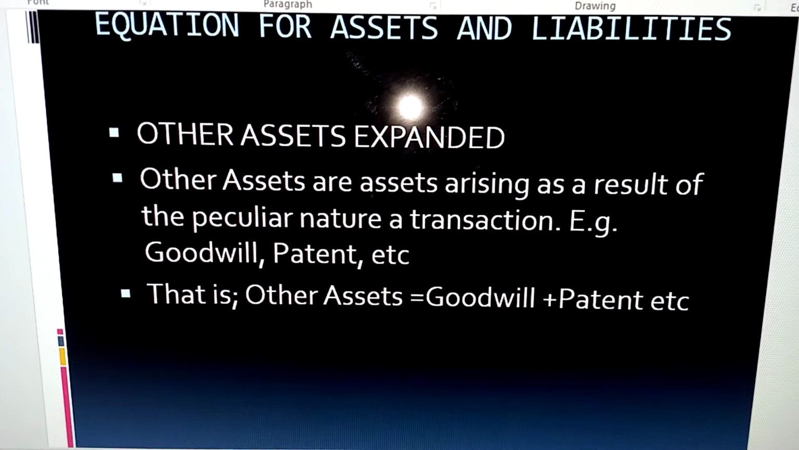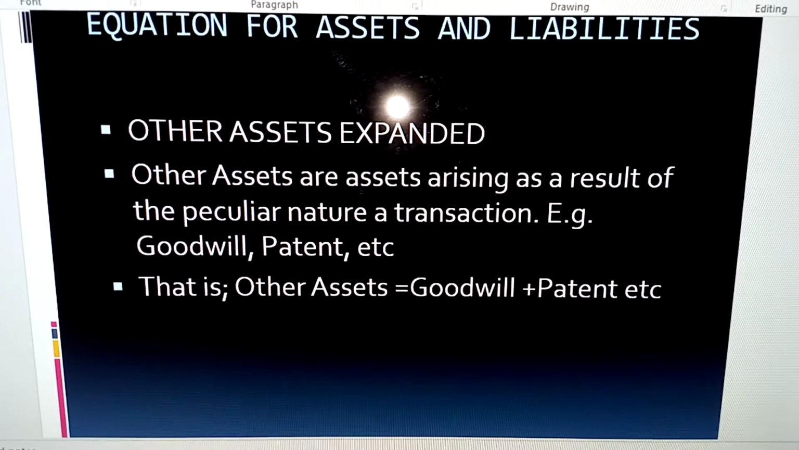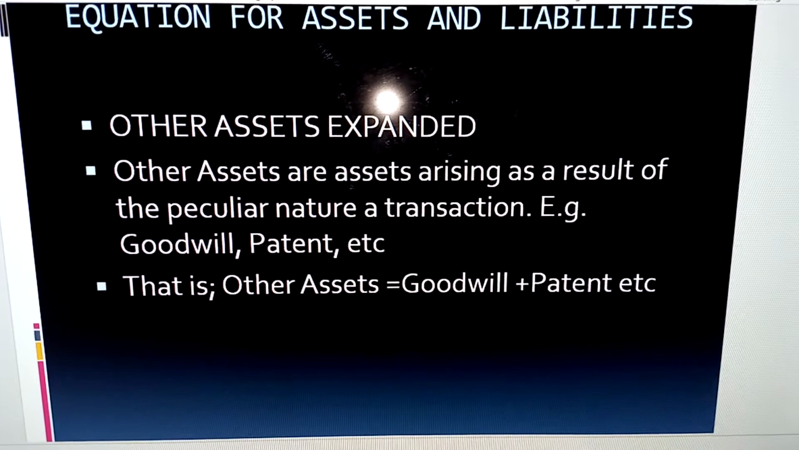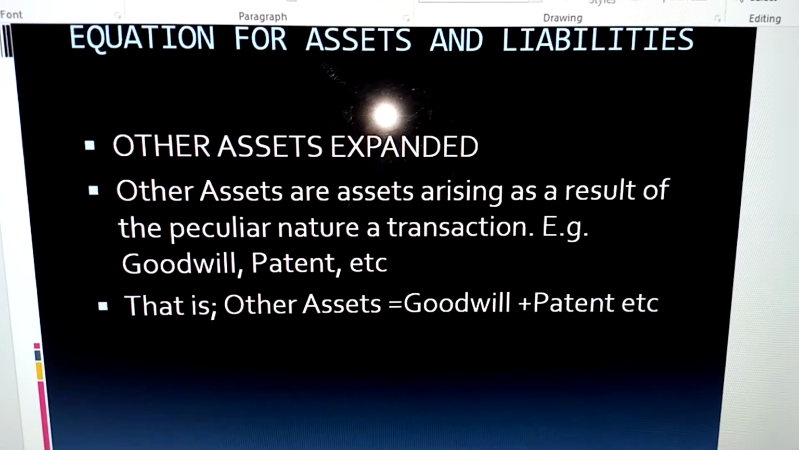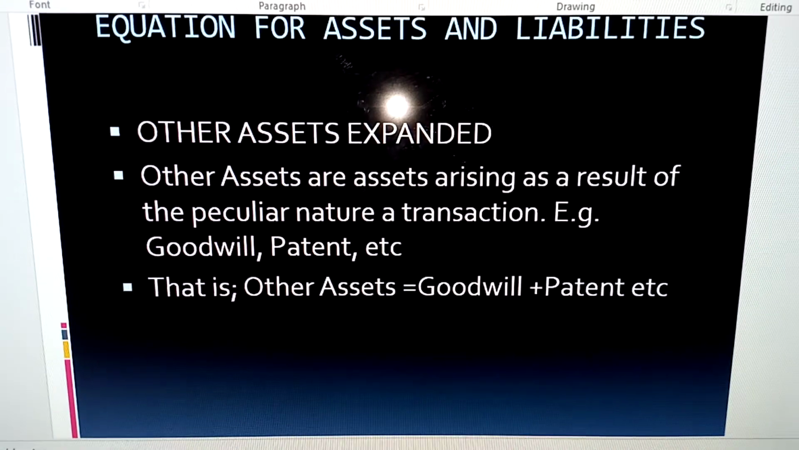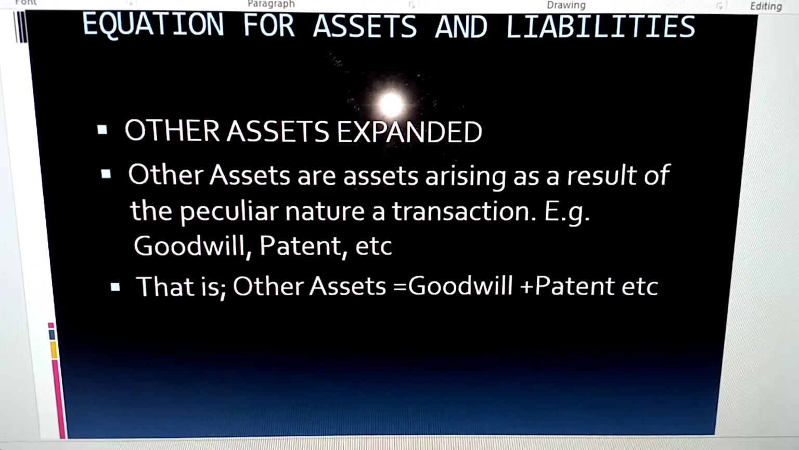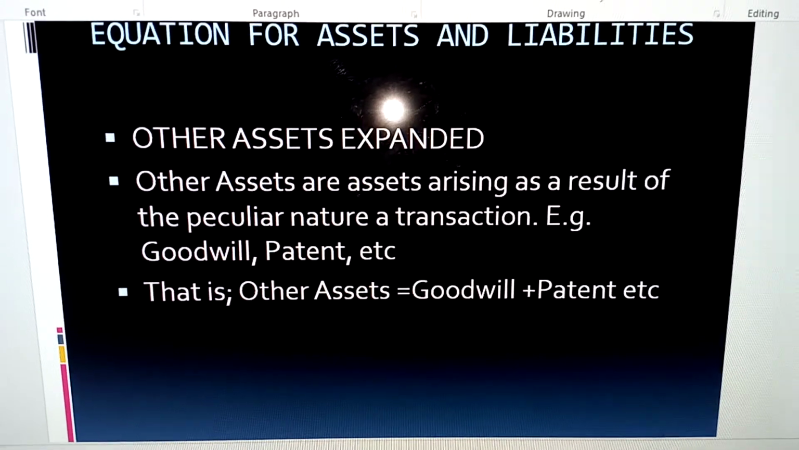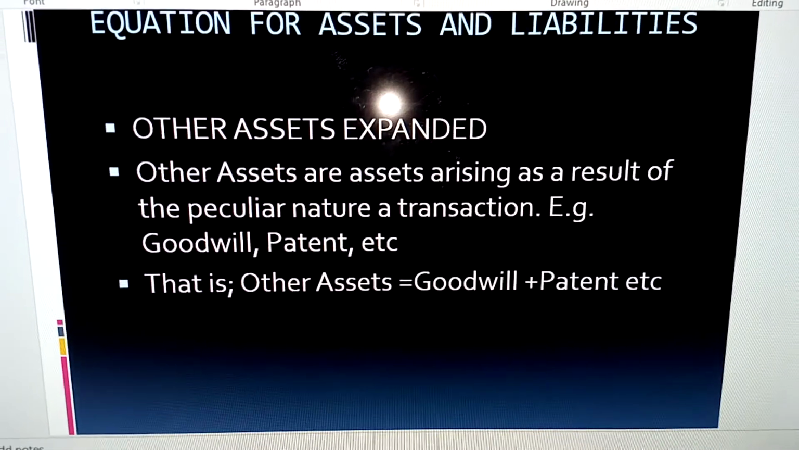You understand? Goodwill, for instance, if during a particular acquisition, you had a sort of expertise that was valued as an addition to what? To the business, based on certain agreements or standards, such an item can be treated as an asset written off over a period of time. So when you have such kinds of assets, we call them other assets. So a function of those assets will determine your other assets.